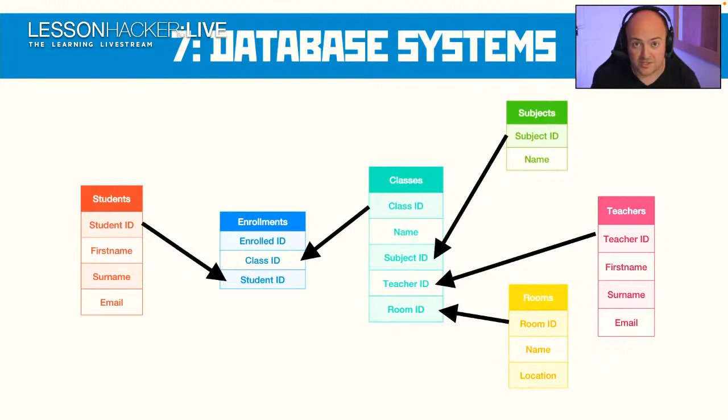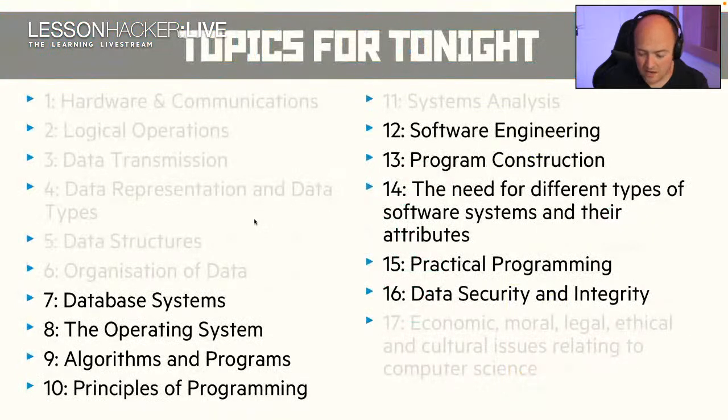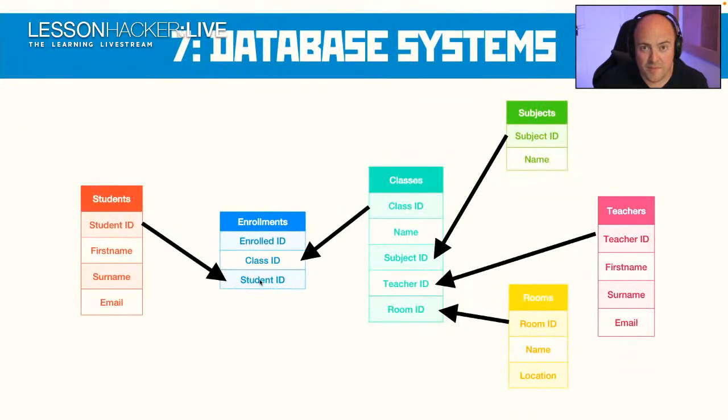And the way I want you to always think about this is the many side is basically where a drop-down menu would exist. So I've already made my students, but when they're enrolling in classes, I'm going to pick them from a drop-down menu here. I'm going to pick the class from a drop-down menu here. And that helps you conceptualize how that's going to work.